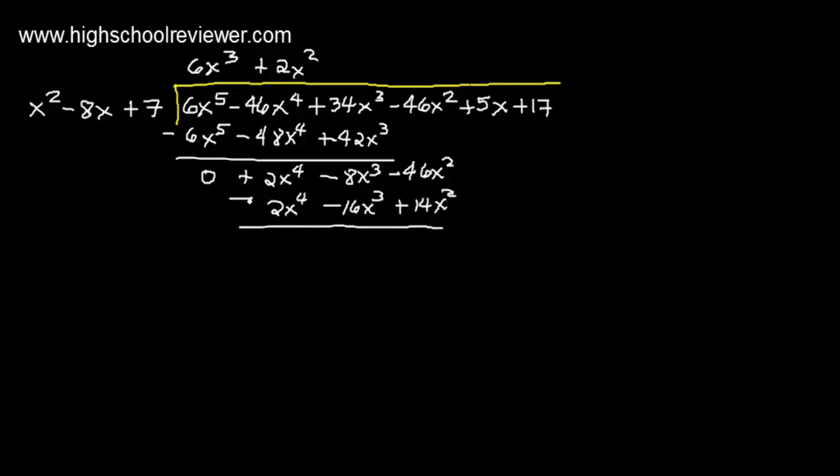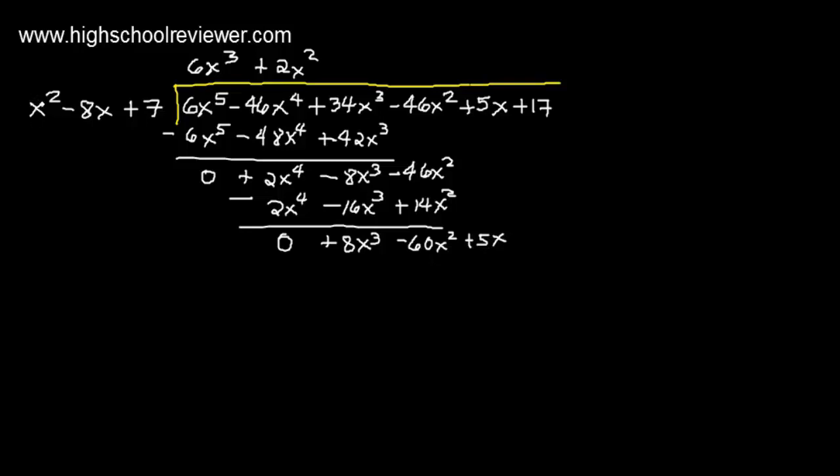2x raised to the fourth minus 2x raised to the fourth is 0. Negative 8x cubed minus 16x cubed. This will be positive 8x cubed. Negative 46x squared minus positive 14x squared. This is negative 60x squared. Bring down the next term, which is positive 5x.